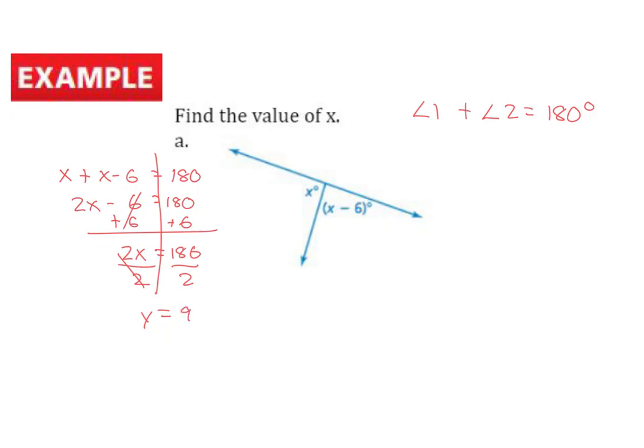And x equals 93. So this side is going to be 93 degrees. The other side is going to be 93 minus 6, which is 87 degrees. And 93 plus 87 equals 180. So that's how we solve and check.